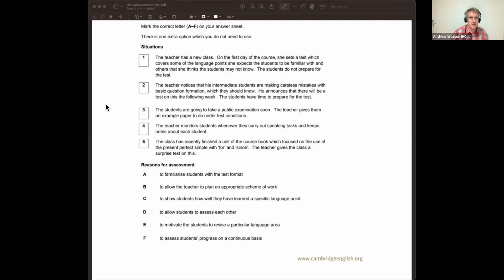All right, let's check the answers then. So, number one was actually B. To allow the teacher to plan an appropriate scheme of work. Scheme of work is like a learning plan at the beginning of the course. It's like a series of lessons. So the answer there is B, 1B.